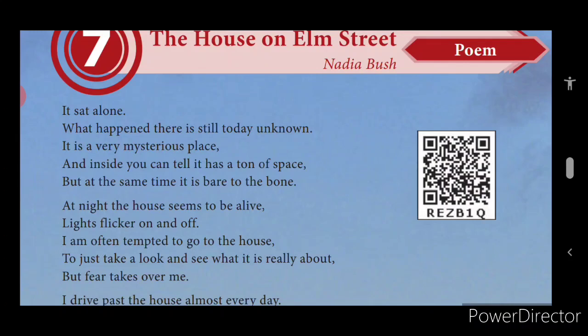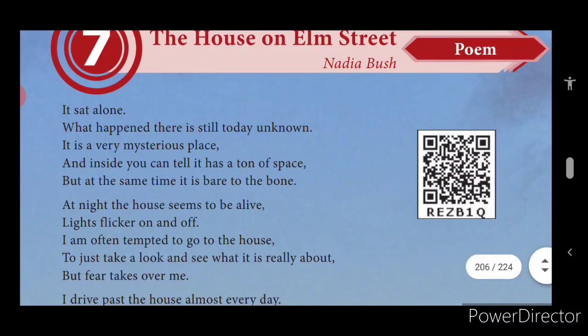To whom does the poet say it sat alone? It sat alone. The tree is left alone. Okay, now near a house, no children, in a particular street where there is a house. Near to a house there is a tree, and the tree is left alone. Now what happened there is still today unknown. The author says he is totally unaware of what's happening there in the house.